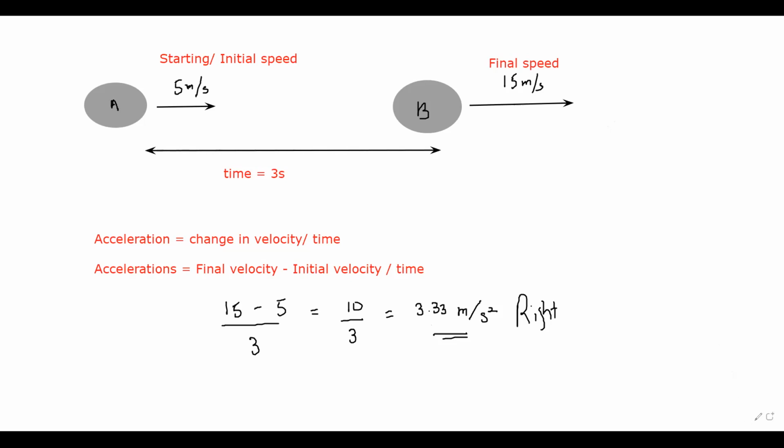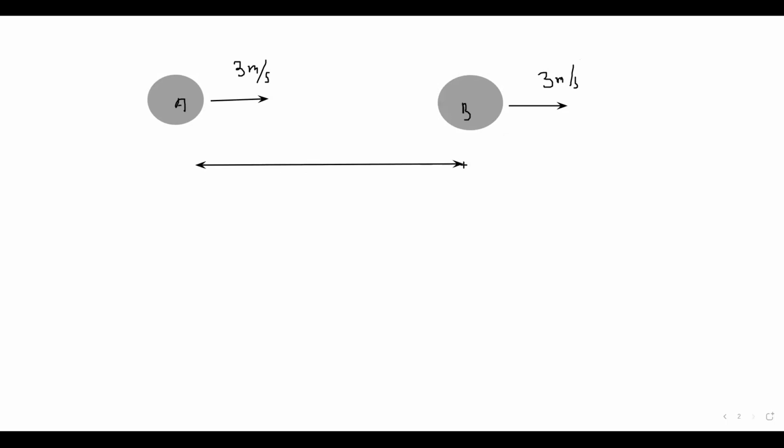The same way for acceleration, example, an object is moving with 3 meter per second at position A and it moved to new position B with the same velocity of 3 meter per second, and the time interval to move from position A to position B is equal to 10 seconds. So what is the acceleration of this object?